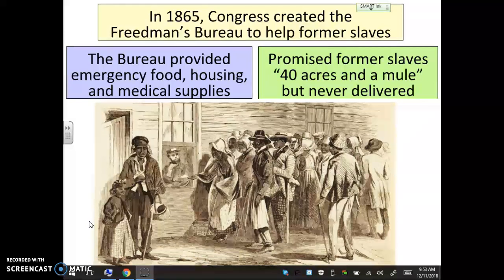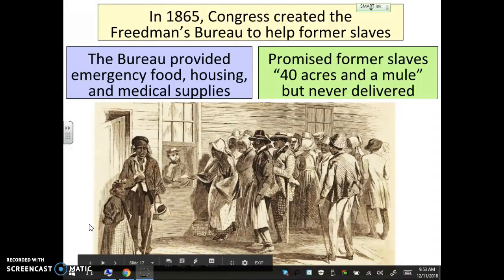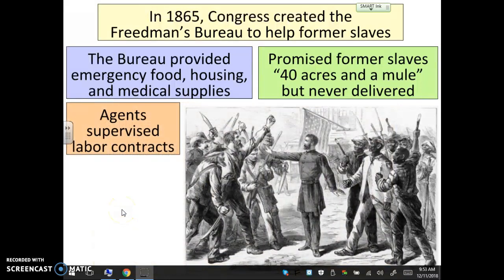One of the famous lines that comes from this is that they would promise them 40 acres and a mule, meaning they would provide 40 acres of land and a mule to help with labor, so they could start their own farms and live subsistently, the same way that we talked about with the people moving westward during the westward expansion of Manifest Destiny. However, this was never delivered to them.